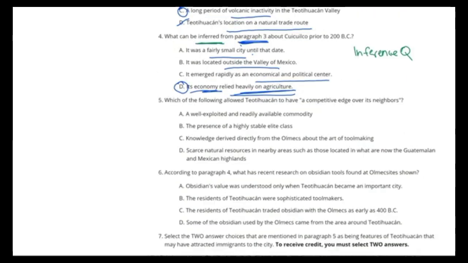Let's go on with question number 5. Which of the following allowed Teotihuacan to have a competitive edge over its neighbors? This, guys, is a detail question. I will write that down here. Detail question. Why is this a detail question? It asks you which of the following answers allowed Teotihuacan to have a competitive edge. So this means you must go into the text and you must figure out which of these given choices allowed Teotihuacan to have a competitive edge over its neighbors.